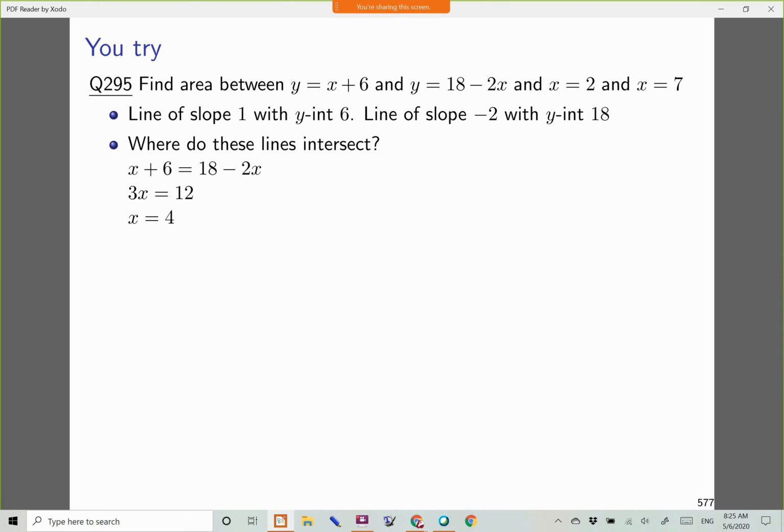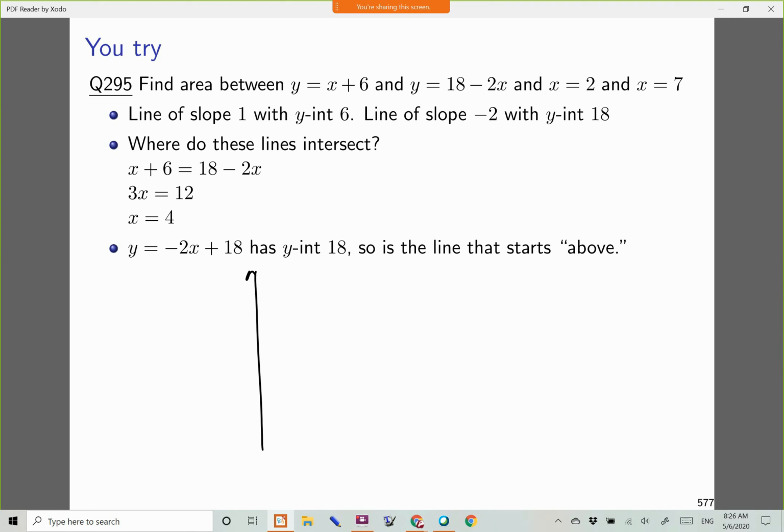By the way, of the two tilted lines, not the two vertical lines, but these two lines with more interesting slopes, the second line has a y-intercept of 18, so that's the one that's going to be above. We had y-intercept 6, slope 1, and then y-intercept 18, slope -2. That's steeper, but the picture barely shows that. It's not going to matter a whole lot.